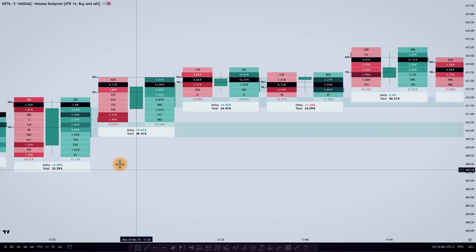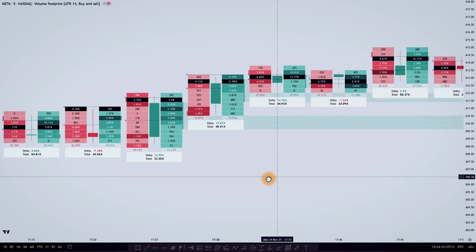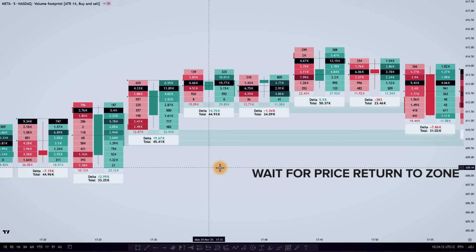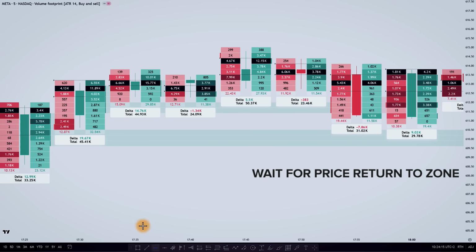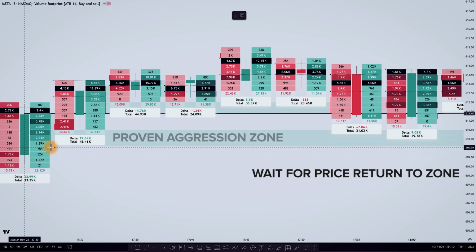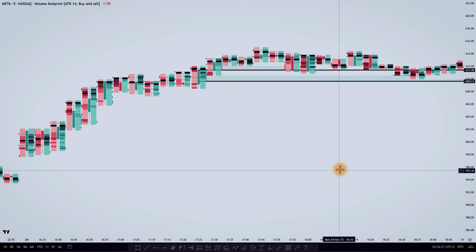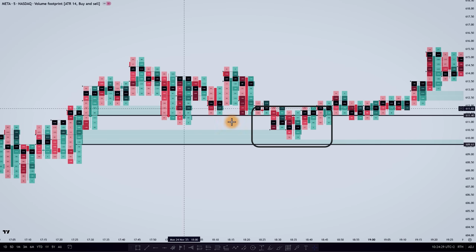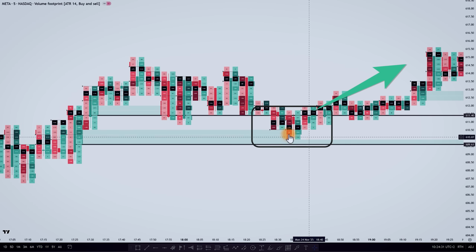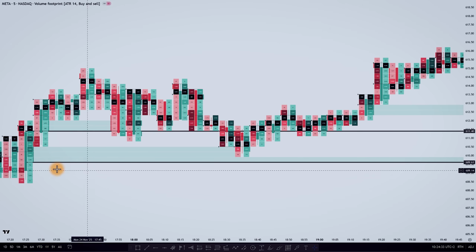Here's how to use this. Wait for price to return to a zone where you spotted stacked imbalances. That's where aggressive buying or selling already proved itself. That's a higher probability reaction zone. You're not guessing where support might be. You're trading where size already showed up and left a fingerprint.